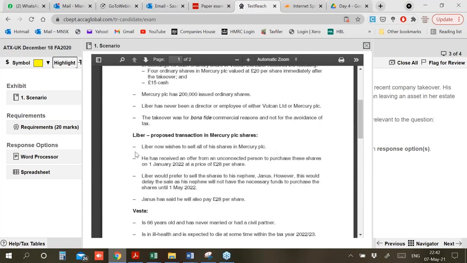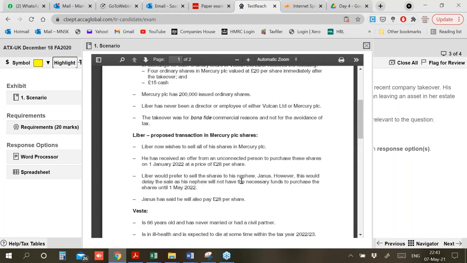Liber's proposed transaction in MPLC shares. Liber now wishes to sell off all of his shares in MPLC. Now I cannot solve this part until I have solved the part above and have the base cost of MPLC shares, because she has not purchased the MPLC shares, rather she has received them as a result of a takeover. He has received an offer from an unconnected person to purchase these shares at a price of £28 per share. So proceeds can be calculated.